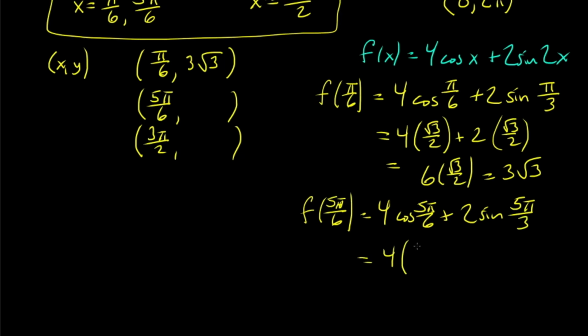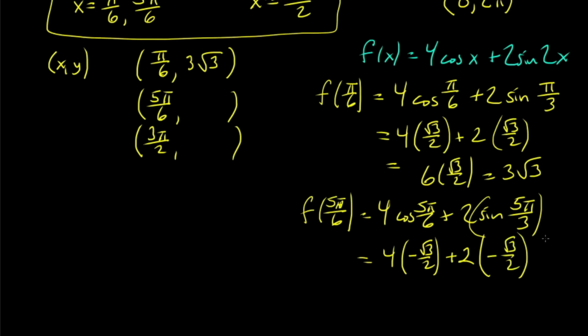Cosine of 5 pi over 6 is negative square root of 3 over 2. And the sine of 5 pi over 3, I think we're in quadrant 4, where sine is negative. So yep, this will also be negative. Well, okay, let's keep the plus 2. Sine of 5 pi over 3 is negative square root of 3 over 2.